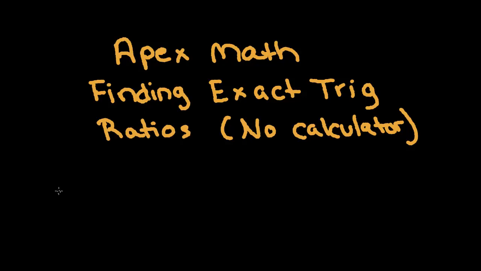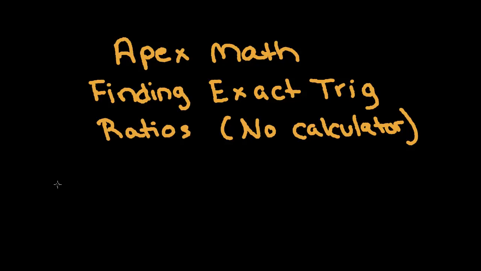Today we're going to talk about how to find the exact trigonometric ratios. We're going to stick with sine, cosine, and tangent, but it's easy to apply the same logic to the other three trig ratios if those are required for you as well. You just need to find the reciprocal if you're trying to find those trig ratios.